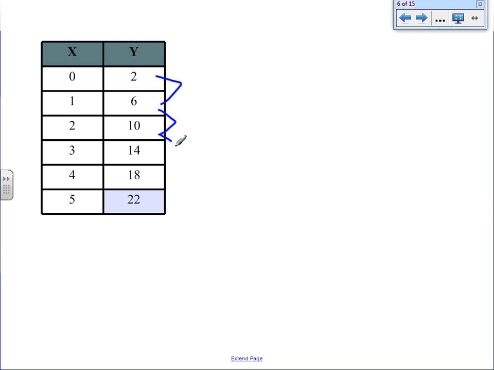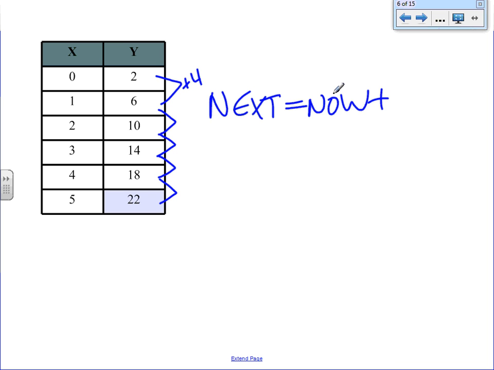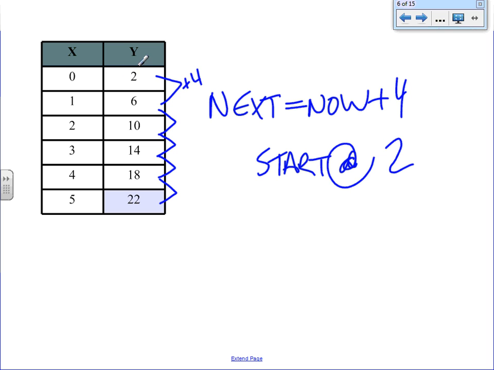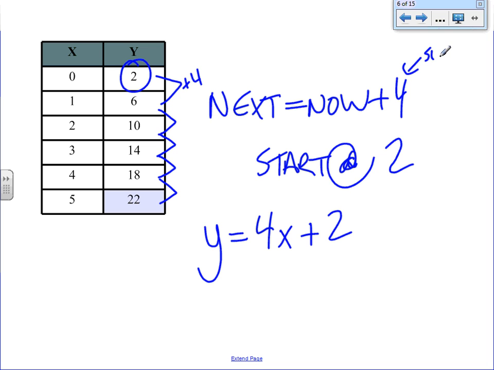So again, let's do this one. Okay, for what's going on, constant rate of change, right? So next equals now plus 4. Plus 4, and we're going to start at 2, right? 2. And so my equation becomes y equals 4x plus 2. That's my slope. That's my intercept.